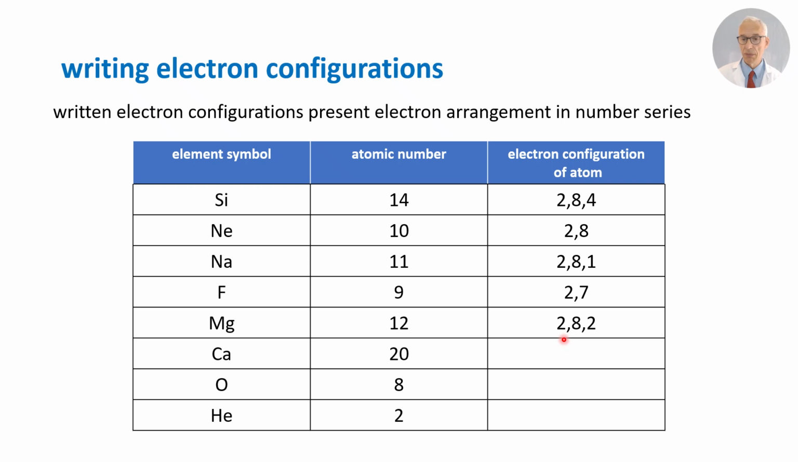But what about magnesium? 2, 8, 2. It's got 12 electrons, 2 in the first, 8 in the second. That's now full, so remainder 2 in the third shell. Calcium, 2, 8, 8, 2. I haven't mentioned that there are more than 3 shells. Well, yes, there are. There's technically an infinite number of shells. So 2, 8, 8. Third shell is full, so put the remainder electrons into the fourth shell. Oxygen, 2, 6. And helium, perhaps a bit off-putting, just 2. That's it.